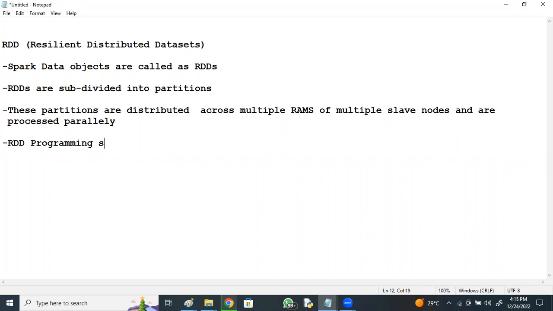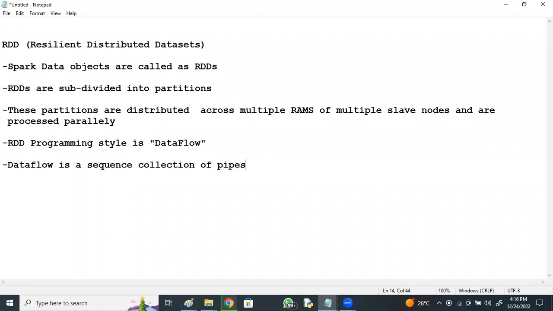RDD programming style is data flow. You need to understand this properly: RDD and this data flow. What is a data flow? A data flow is a sequential collection of pipes. What is a pipe? A pipe is a data operation, right?